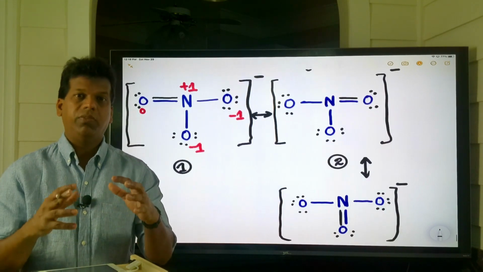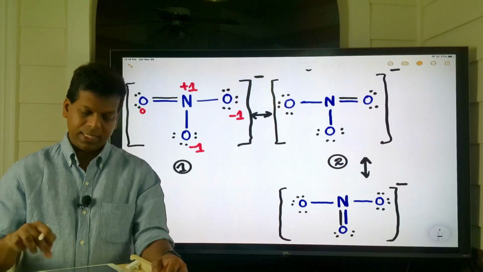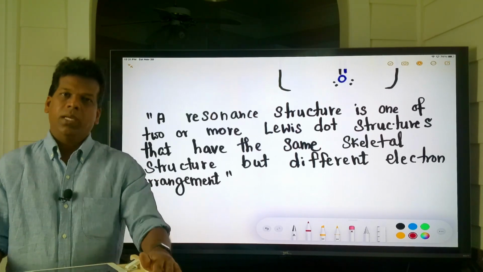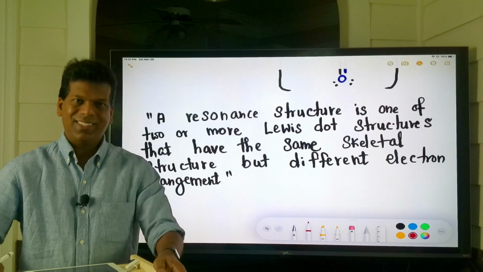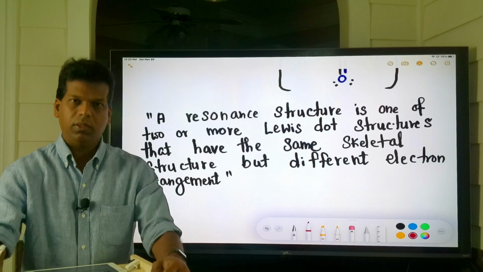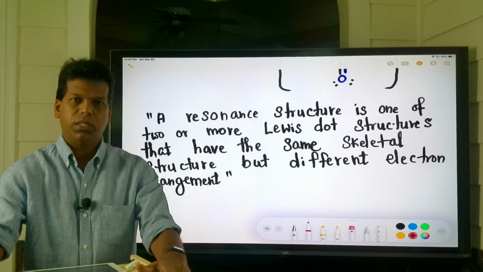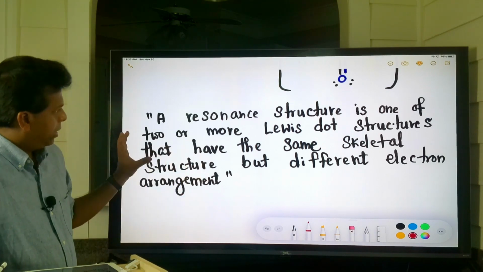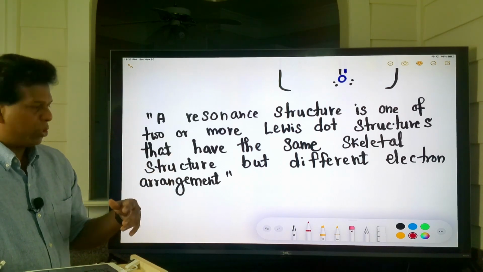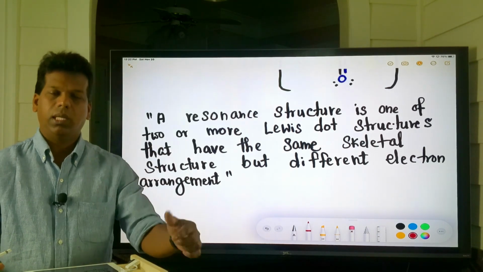We have not formally defined what resonance is yet. I'll do it in a second, but I want you to see the difference in these structures. Okay, let's look at what a resonance structure is. It is a Lewis dot structure. It has the same skeletal structure as other structures of the molecule, but the difference is the electron arrangement. It is formally written here. I want you to read it and understand. This is a Lewis dot structure with the same skeletal structure but different electron arrangement.